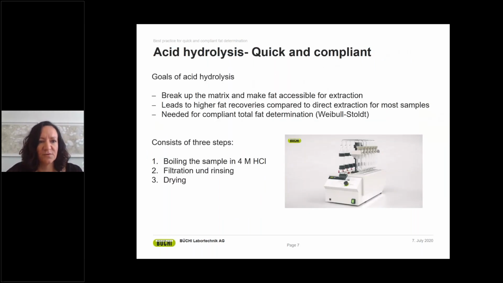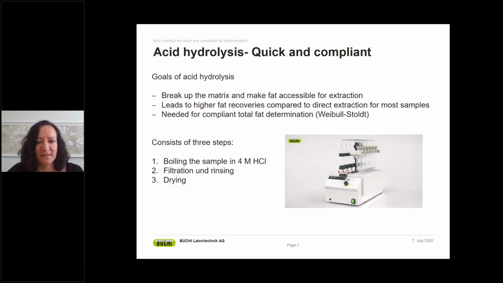Again, the goal of this acid hydrolysis is to break up the matrix and make fat accessible for the extraction. Many food samples are very complex. They have proteins, carbohydrates, and the fat is enclosed within these other components of the sample. Then, of course, the solvent cannot really access this fat, and it's really hard to completely extract the fat and get a full fat recovery.